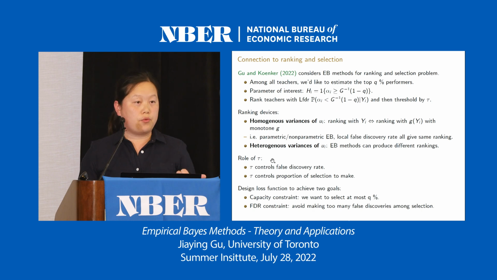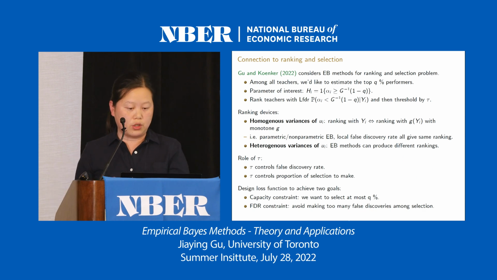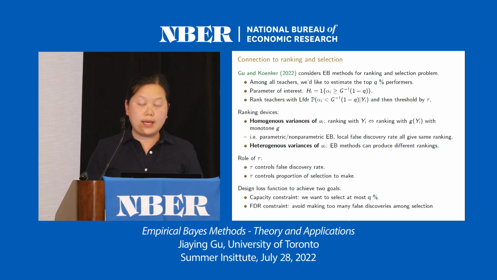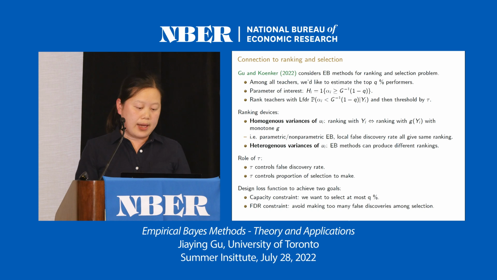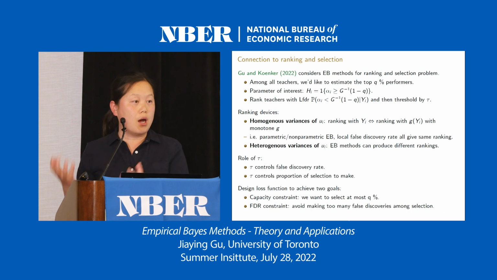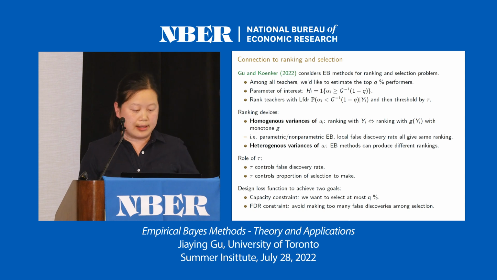Tau controls the false discovery rate, the proportion of false rejections out of all rejections. Tau also controls the proportion of selection we make, how many teachers we are going to say belong to the top Q quantile. So what we did in that paper is to design a loss function to achieve two goals. One is what we call capacity constraints, because we only want to select Q%. And second is FDR constraints, because we want to avoid making too many false discoveries among the teachers that we have selected. So that leads to a data-driven way of selecting the tau, and then everything holds together as a ranking and selection approach.